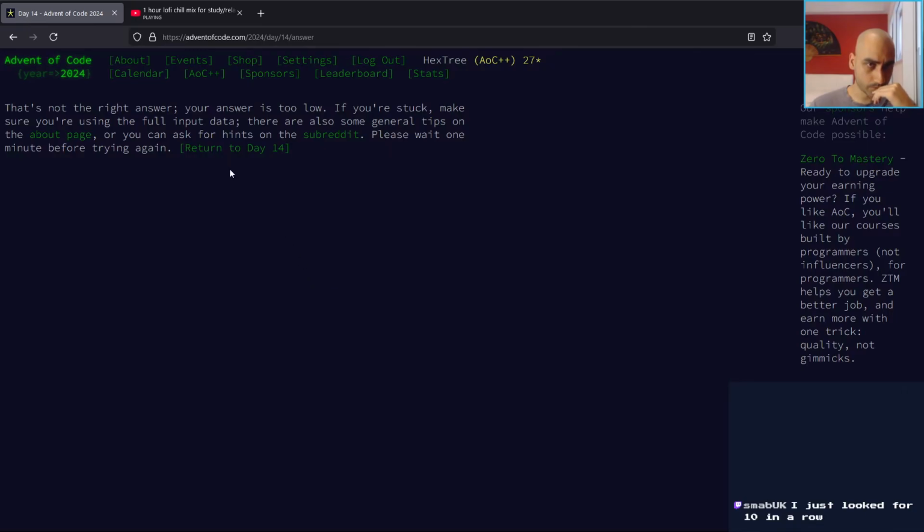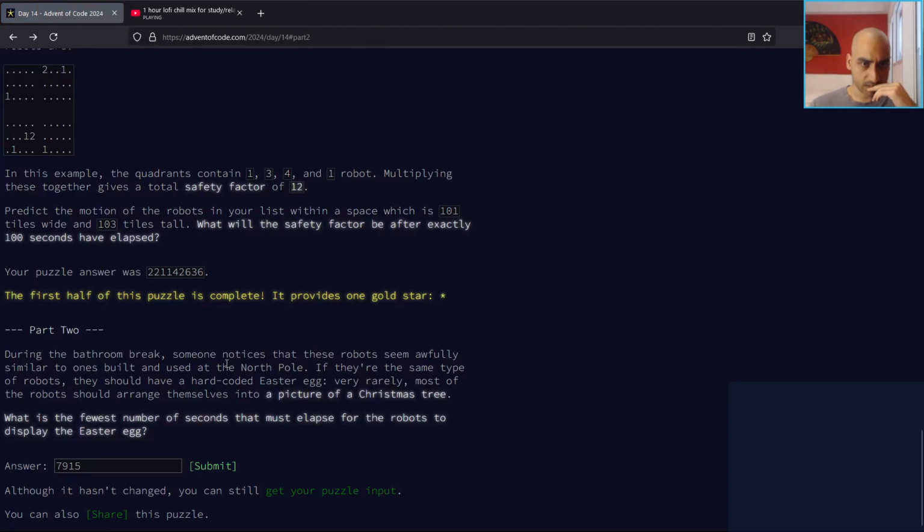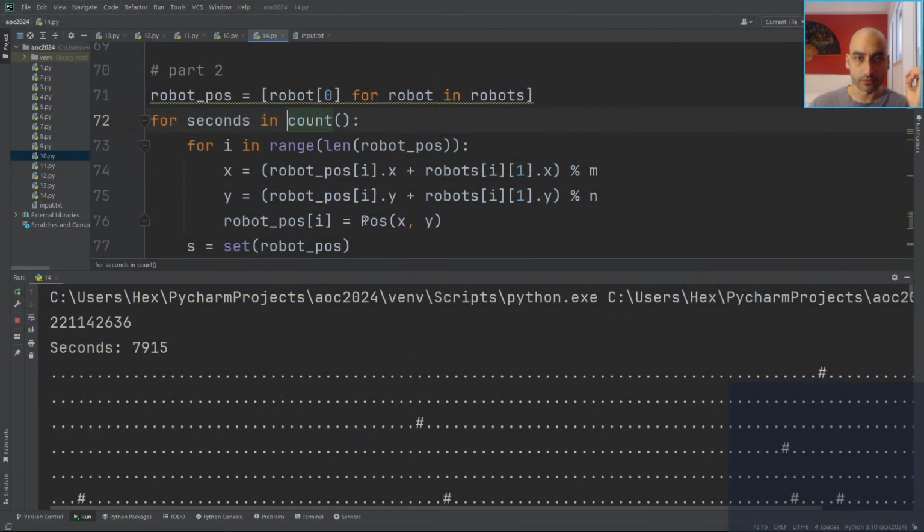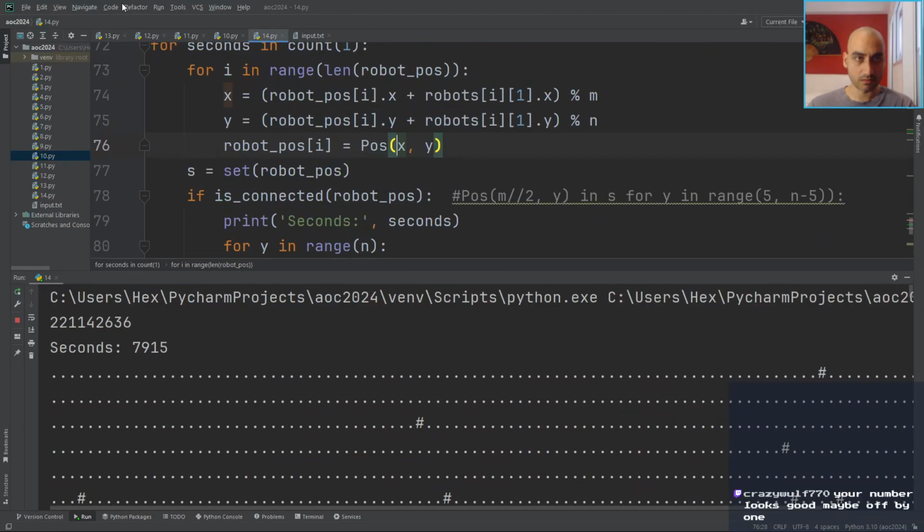Too low. Am I off by 1 or something? So they said the fewest number of seconds, but if it was too low... for seconds in count... Oh! This starts from 0. Count starts from 0, so it should really be count 1. So we actually want... Alright, let's just run this.